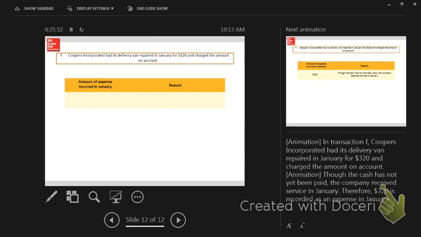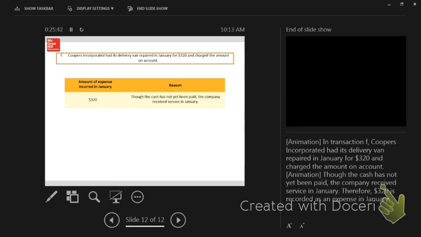All right, Cooper's Incorporated had its delivery van repaired for $3,200 and charged the amount. Repair expense and accounts payable. Yep, repair expense and accounts payable.